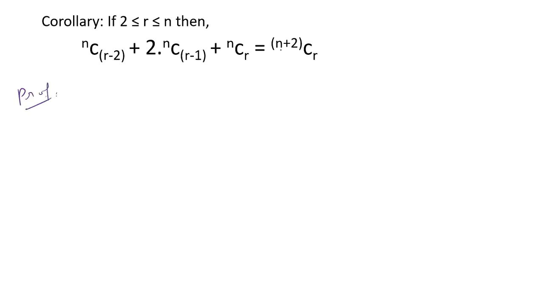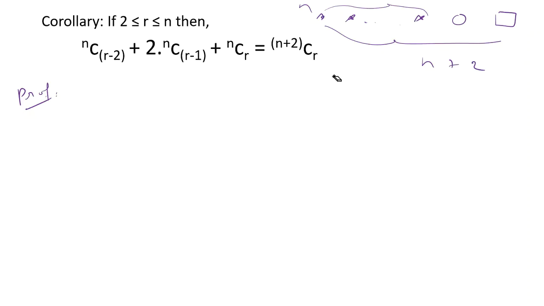So in the RHS, we have n plus 2 choose r. That means we are selecting r objects out of these n plus 2 objects. So let me write those n plus 2 objects. We have these n plus 2 objects, 1, 2, and so on up to n, and we have 2 more objects. So on the whole, we have n plus 2 objects, and these are my n objects. All these objects are distinct. Now I have to select r objects out of these n plus 2 objects. Selecting r objects out of these n plus 2 objects can be done in n plus 2 choose r ways.